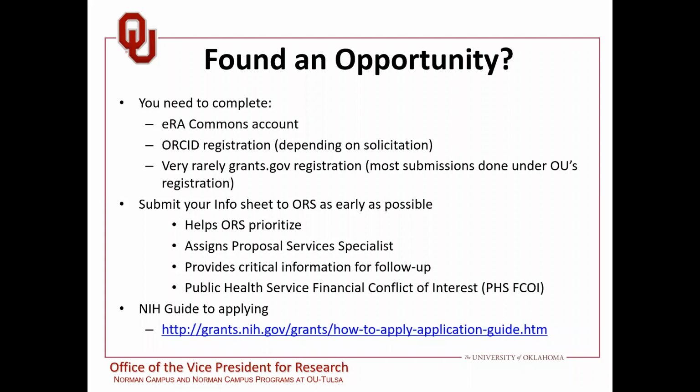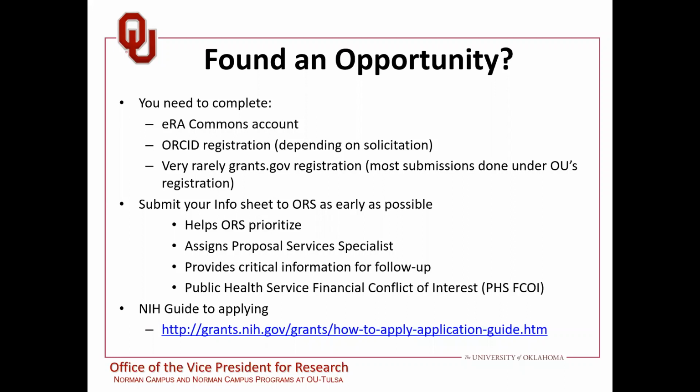I mentioned submitting the info sheet early. One of the questions on the info sheet is called the Public Health Service Financial Conflict of Interest. So if you've got any conflicts, for example, if you were doing some research with a drug company that could be involved with a proposal that you're putting in, then you have to declare things like that up front. And at the point of the submission, you just have to declare. If you actually get the award, then there's training that you have to go to, and you have to set up some type of a management plan for that conflict.